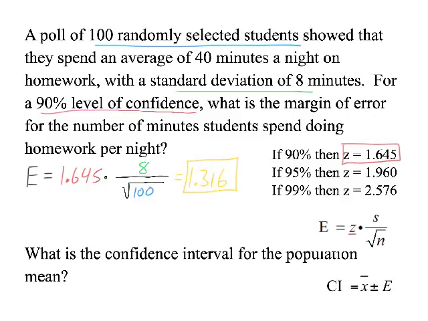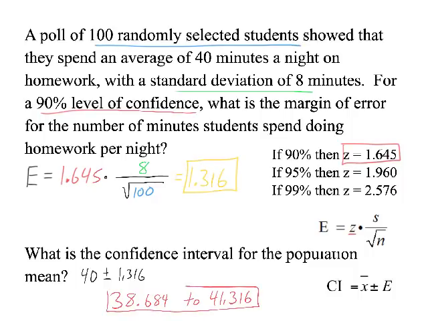So if we show it here, you're going to do 40 plus or minus 1.316. That's what we're going to do. And when you subtract it, you get 38.684, and somewhere between that and 41.316. That would be your confidence interval at 90%. So 90% of the time, your mean should be between these two values according to your data.